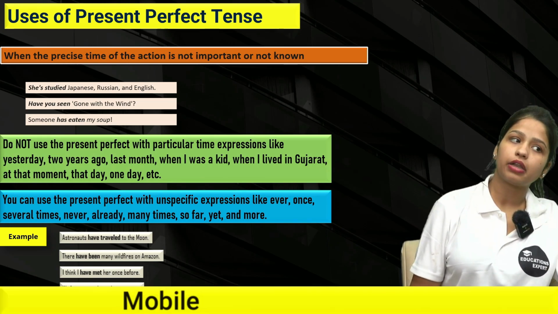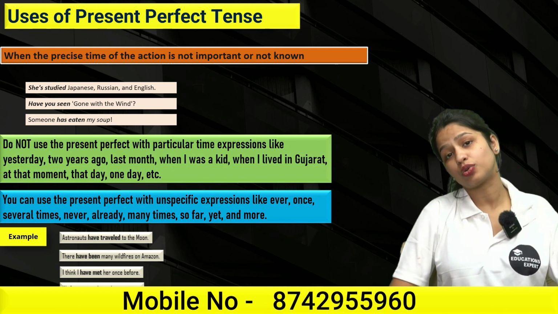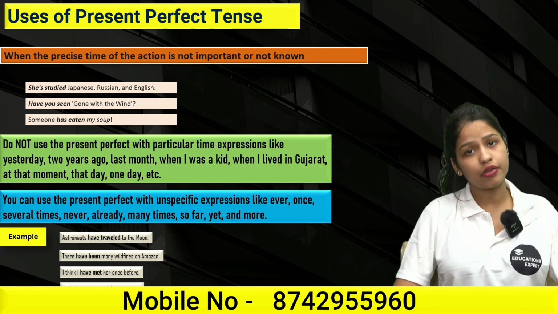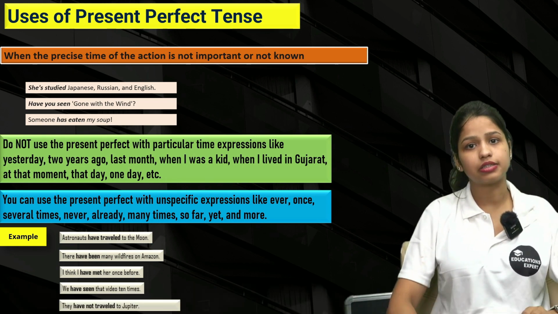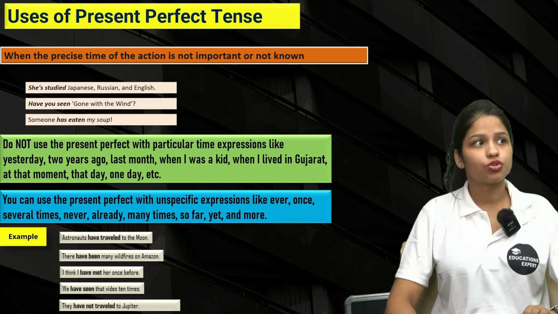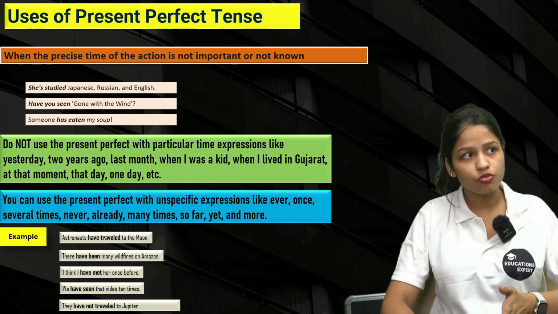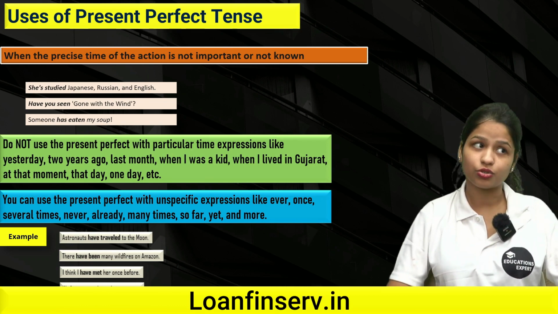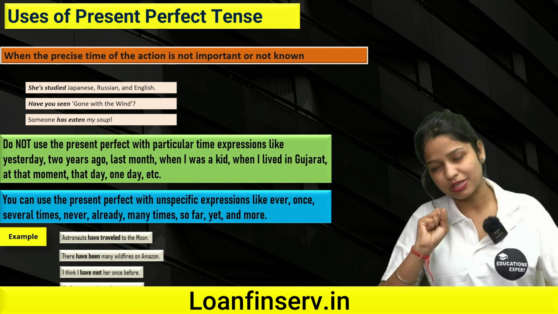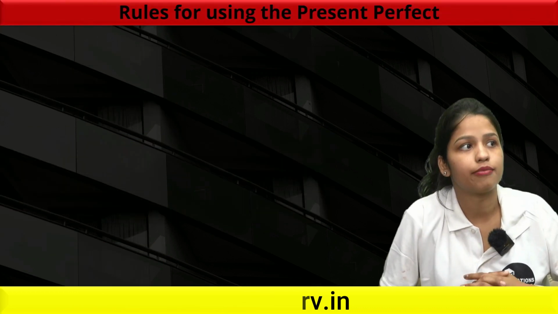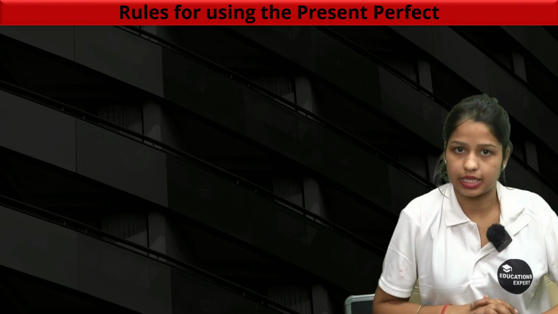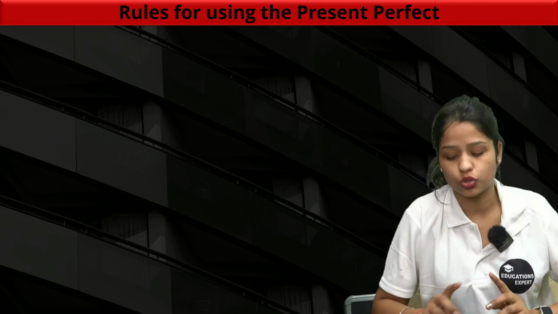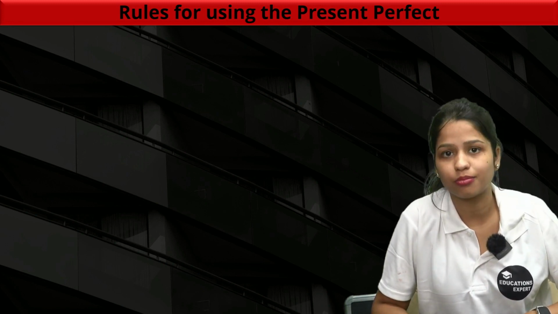So you have to keep in mind that if you are clear about the particular time expressions, at that time we should not use present perfect tense. But if you are talking about any unspecified time period, then you can use present perfect tense. So keeping it in mind, let's move forward, and we are done with the uses of present perfect tense. Let's get into a deeper level on present perfect tense. Now we have to discuss some rules for using present perfect tense. Yes, there are some rules that you have to keep in mind. Clear? So what are they? Let's discuss them one by one.